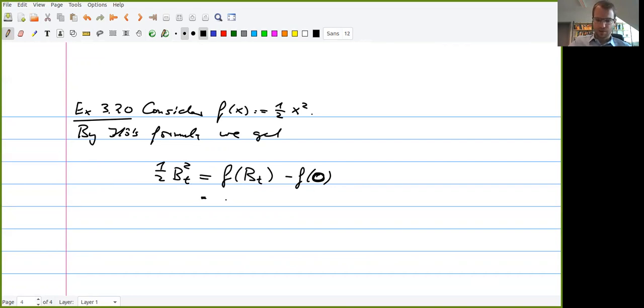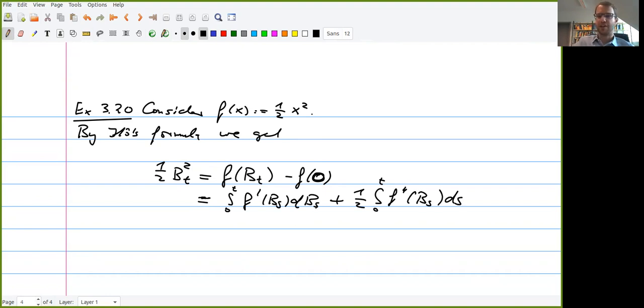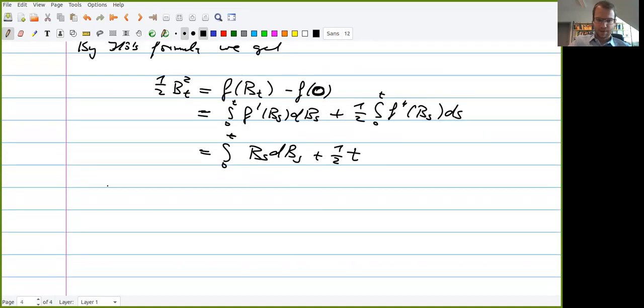Now Ito's formula is telling me, just to recall it, this is nothing else than the integral from 0 to t of f prime applied to the Brownian motion, integrated with respect to the Brownian motion, plus 1/2 integral from 0 to t of the second derivative applied to the Brownian motion with respect to its quadratic variation ds. And now this is a simple function, so we can calculate the first and the second derivative. The first derivative is just x, so that's the Brownian motion itself, integrated with respect to the Brownian motion. And here we have 1/2, and the second derivative is just 1, so we get 1/2 multiplied with t.